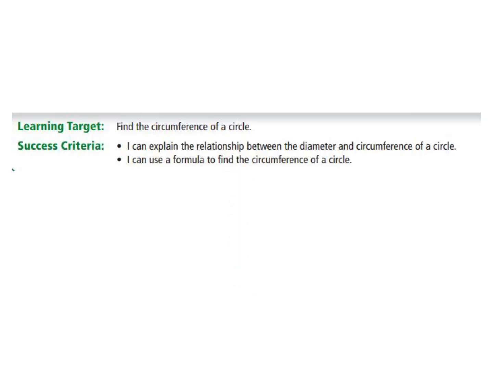The learning target for this lesson is finding the circumference of a circle, and we're going to talk about circumference in a second here. But really, the circumference is when we go around the outside of the circle, how long is that? And to do that, we're going to look at our success criteria, which is: I can explain the relationship between the diameter and circumference of a circle, and I can use a formula to find the circumference of a circle.